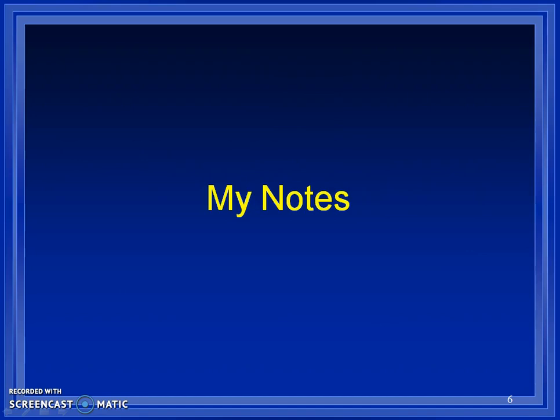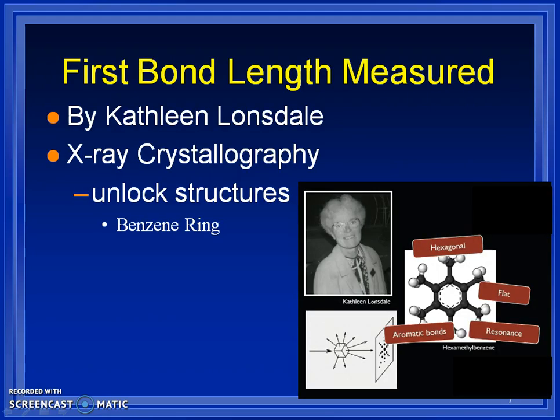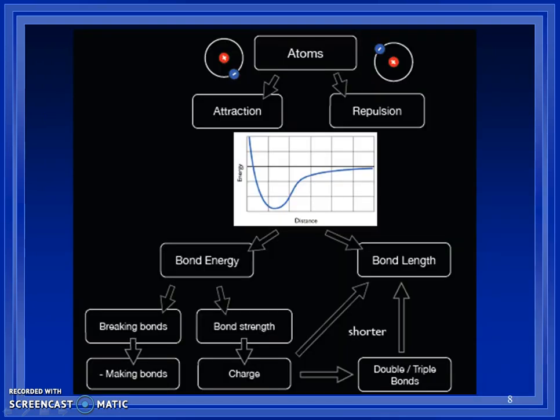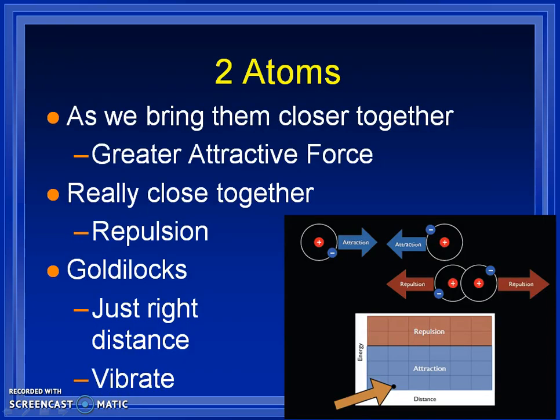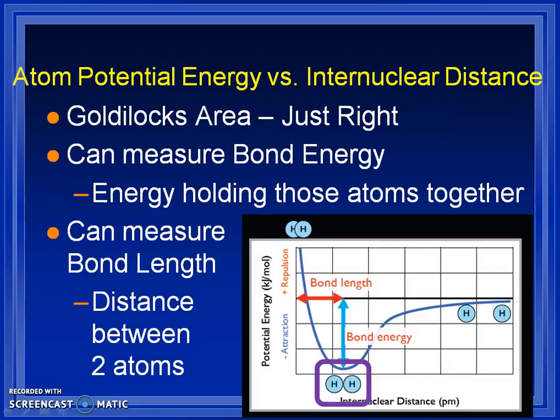Again, here are my notes, but I'm going to go through them rather quickly. This is the first person to measure bond length. Gave you a nice flow chart as he always does. Talked about when you have two atoms coming together, there's attractive forces and repulsion forces. And he also talked about Goldilocks that I'm also going to use as an analogy later. He talked about this energy and the internuclear distance.